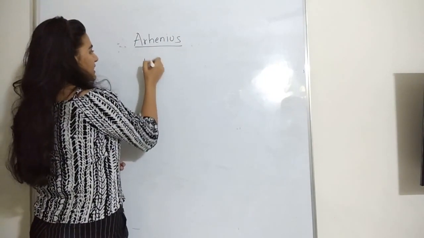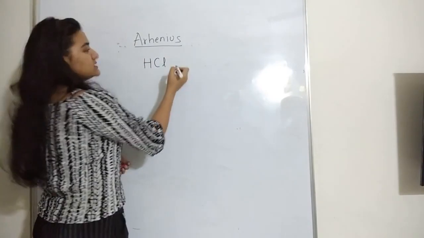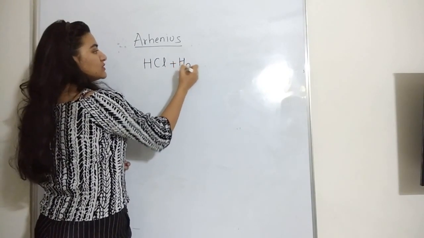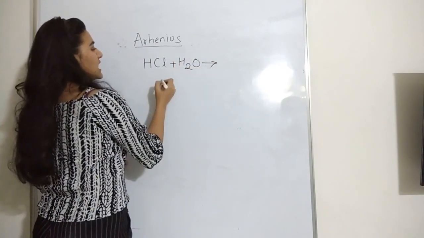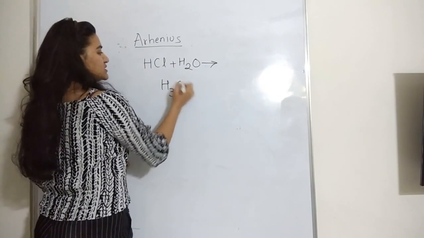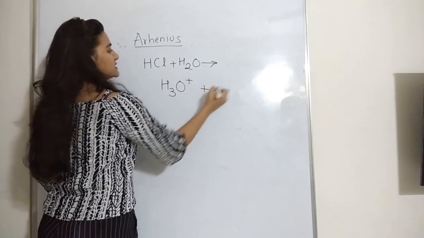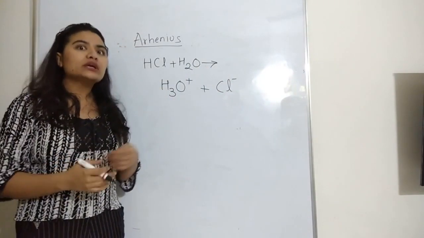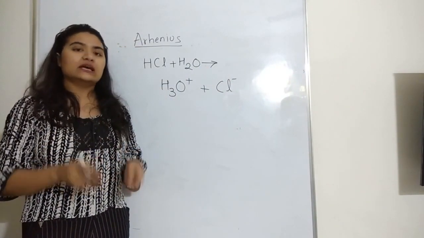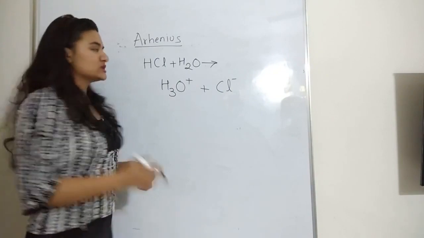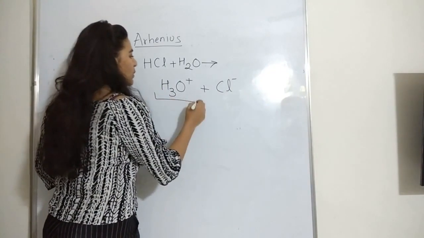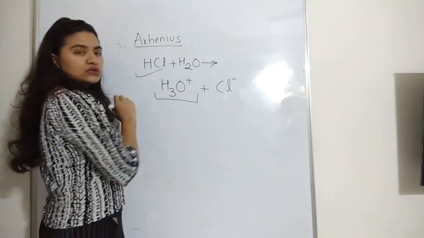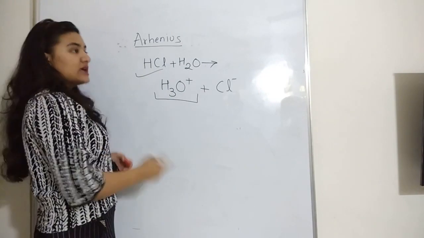Like I have HCl, a substance which I am dissolving in water, so it should release hydronium ion H3O plus and the respective conjugate base. What is this conjugate base or conjugate acid? That is also important that we have to discuss. Now H3O plus has been formed, so this is an acid.